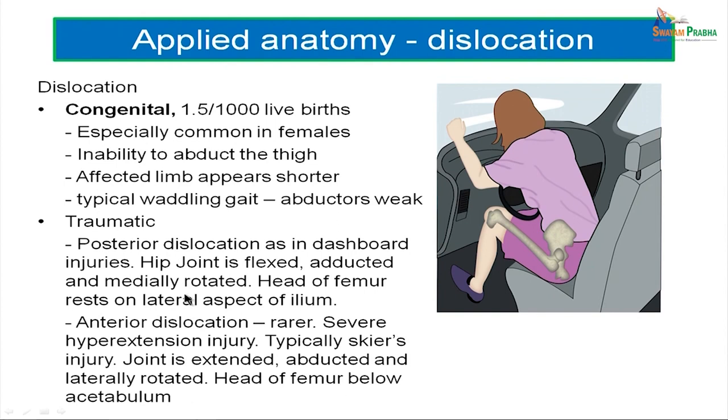When there is a posterior dislocation, the hip joint is flexed, adducted, and medially rotated. The head of the femur lies on the lateral aspect of the ilium. In an anterior dislocation, the position is just the opposite. The joint is extended, abducted, and laterally rotated, and the head of the femur lies below the acetabulum.